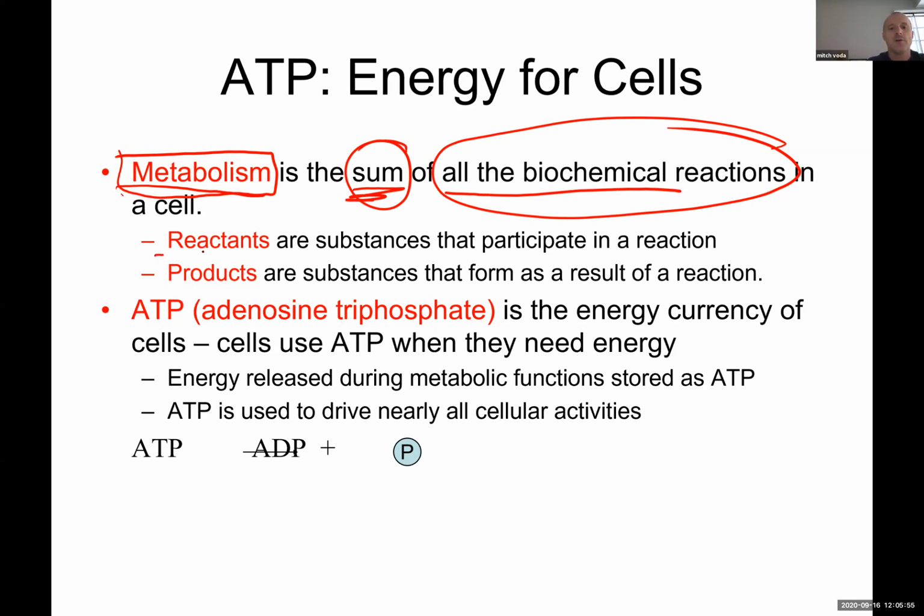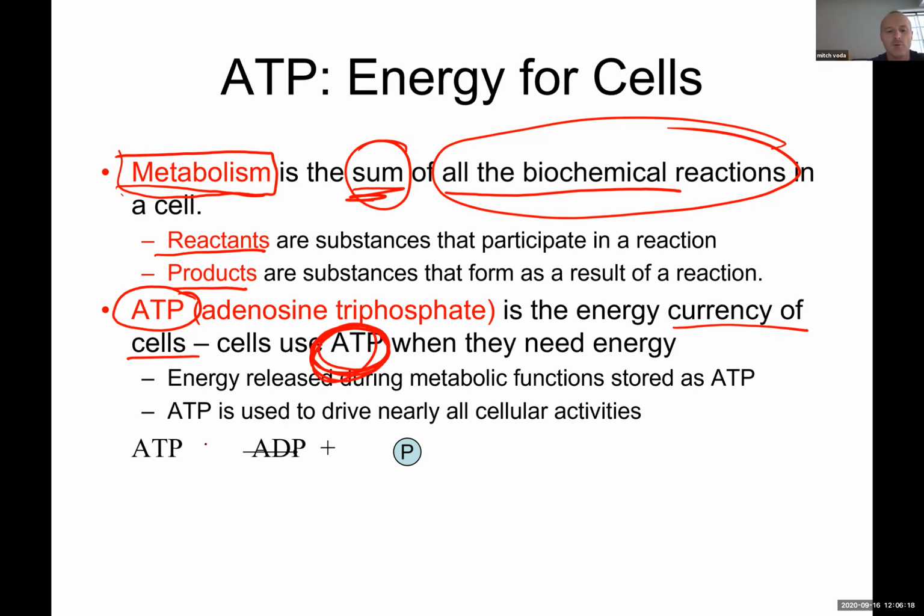Now, as I mentioned earlier, what goes in the reactions are called reactants. What comes out are the products. Also, I mentioned that ATP is the main energy currency of cells. Cells cannot use anything else except ATP when they need energy.